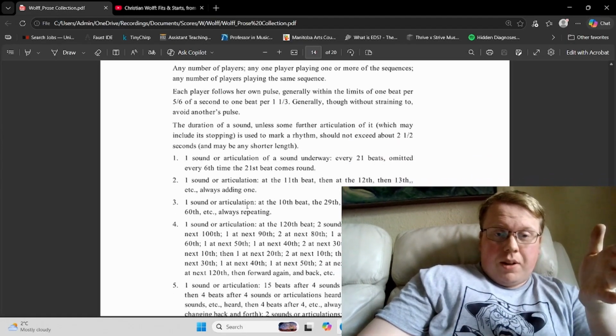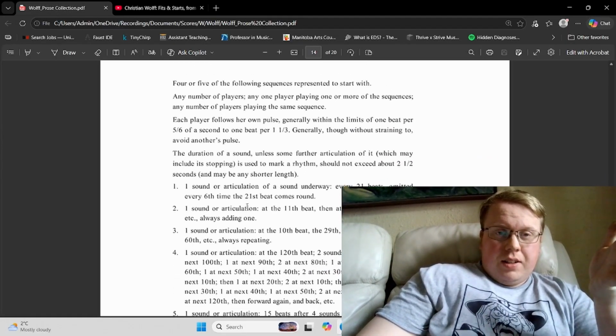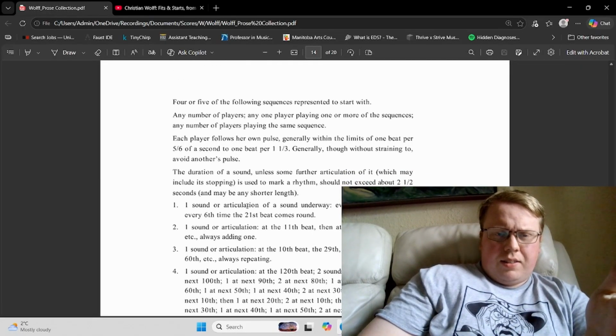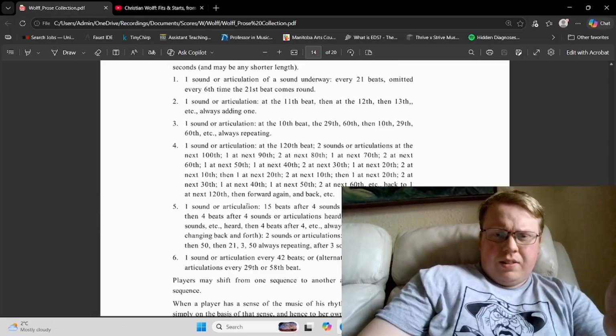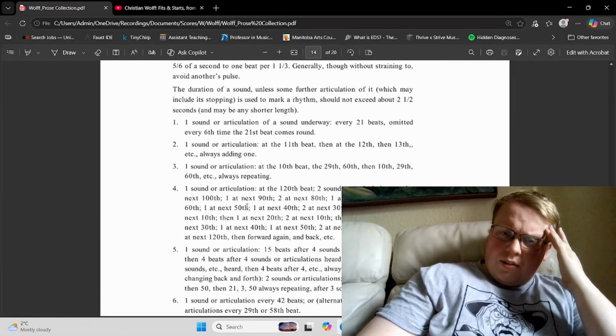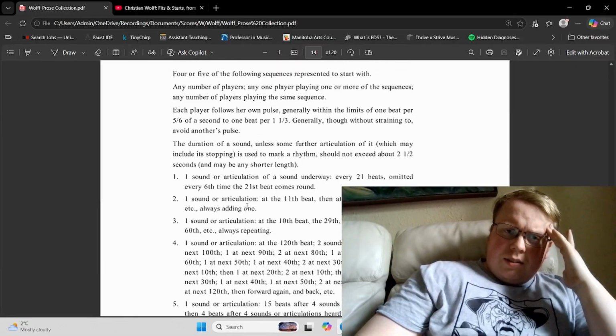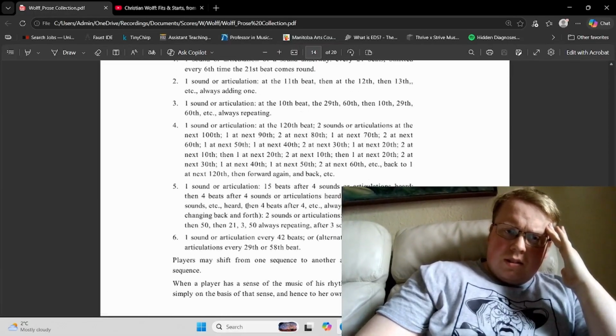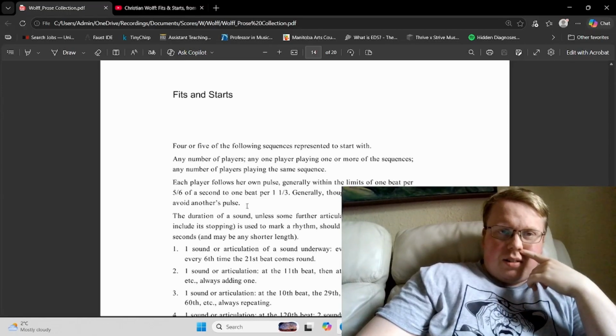Also, this is a really weird text because Wolff alternates pronouns. It switches between her and his, which I find really strange for something from 1971. So yeah, that is Fits and Starts.